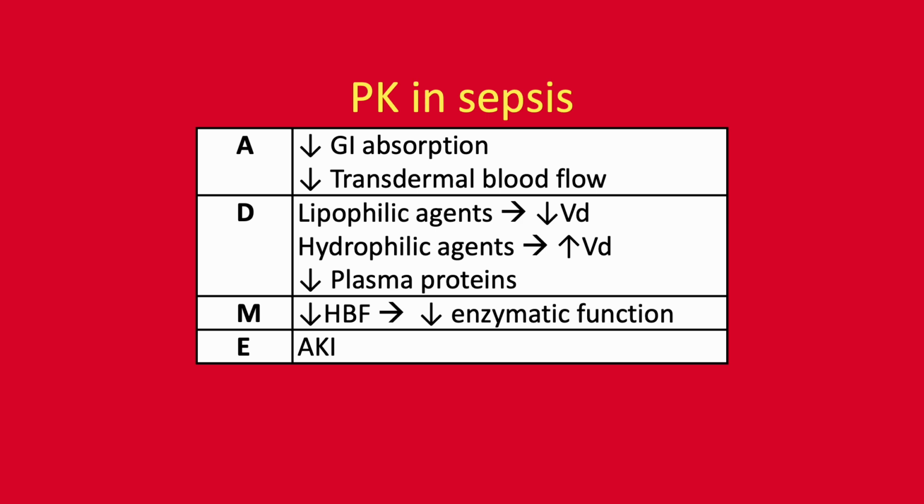Distribution. There's a reduction in plasma proteins, which can lead to an elevation of drug levels. Lipophilic agents have a reduction in volume of distribution, whilst hydrophilic agents have an increased volume of distribution. Metabolism. There's a reduction in hepatic blood flow, leading to reduced enzymatic function and therefore reduced metabolism and higher blood levels of drugs. Patients may also experience an acute kidney injury, which can lead to an elevation of plasma concentrations of drugs which are excreted by the kidney.